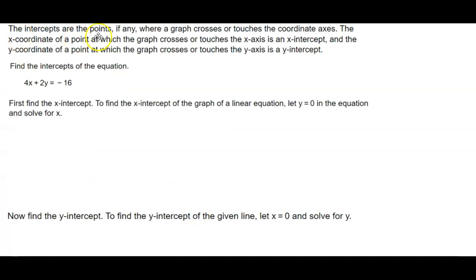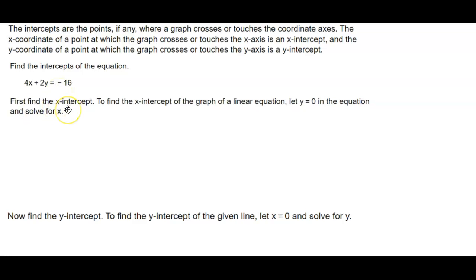The intercepts are the points, if any, where a graph crosses or touches the coordinate axis. The x-coordinate of a point at which the graph crosses or touches the x-axis is an x-intercept, and the y-coordinate of a point at which the graph crosses or touches the y-axis is a y-intercept. So we want to find the intercepts of the equation 4x plus 2y equals negative 16.